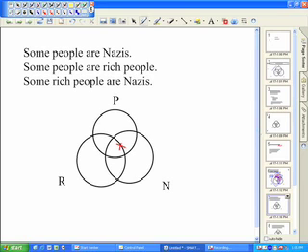Then we've got some people are rich people, so some P are R. Again, football, X goes on the line. And then we're done. The conclusion says that we should find an X inside the football between the R and the N. Are we finding it? No. Okay? Invalid.